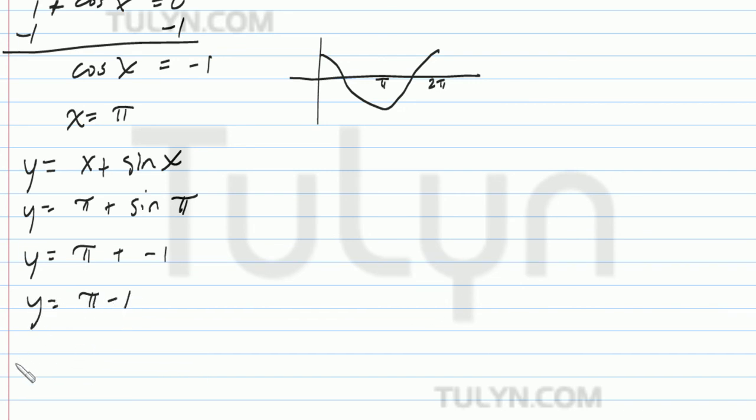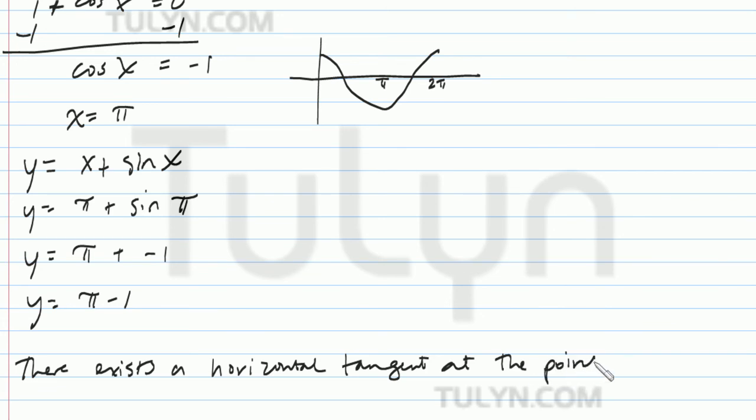So there exists a horizontal tangent line at the point pi, pi.